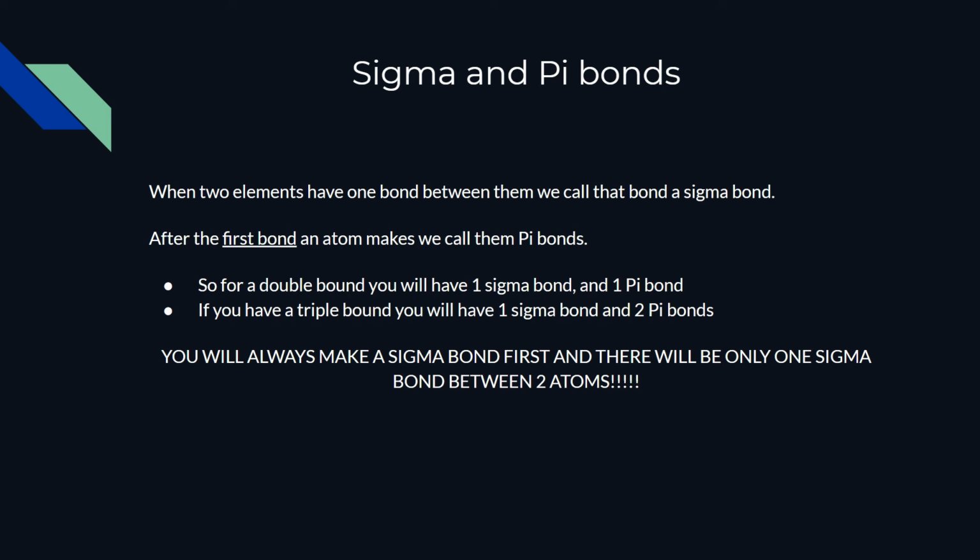For double bonds, you'll have 1 sigma bond and 1 pi bond. And for a triple bond, you'll have 1 sigma bond and 2 pi bonds. Please make sure you will always have a sigma bond first. And there will only be 1 sigma bond between 2 atoms. You'll never have more than 1 sigma bond.